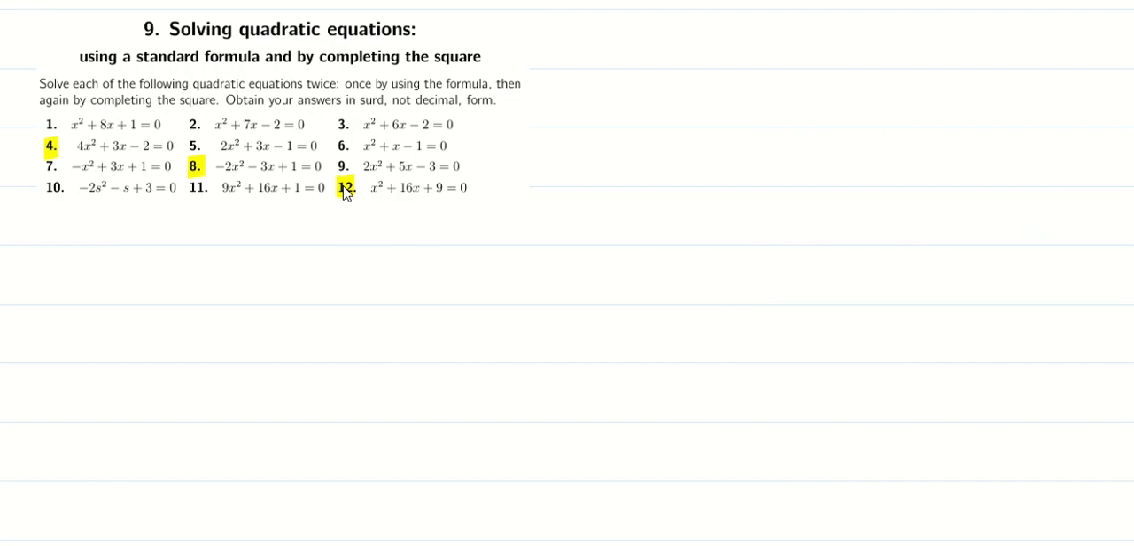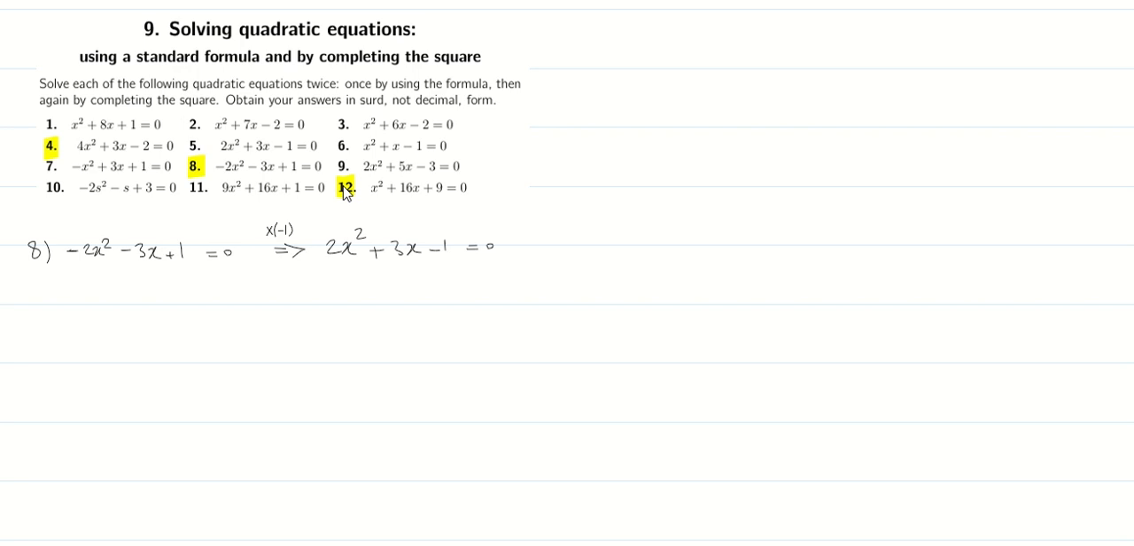Okay, now let's move to question number 18 here. We have negative 2x squared minus 3x plus 1 is equal to 0, right? The first thing that I want to do, I want to multiply each of the terms in here by negative 1, so I won't have a negative a value in here. So it would be equal to 2x squared plus 3x minus 1 is equal to 0.